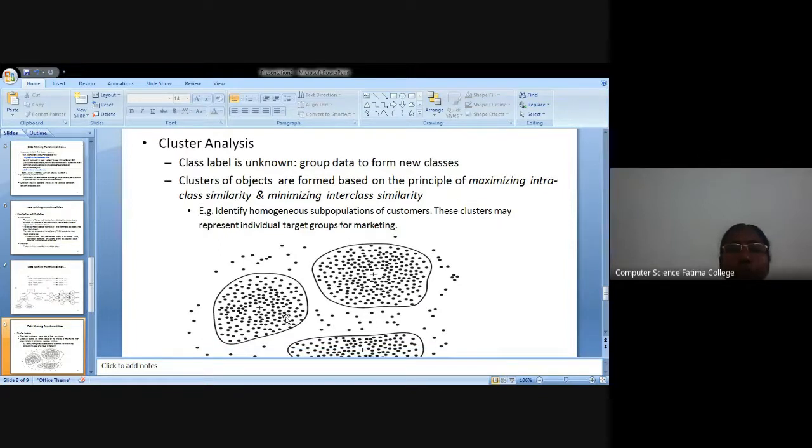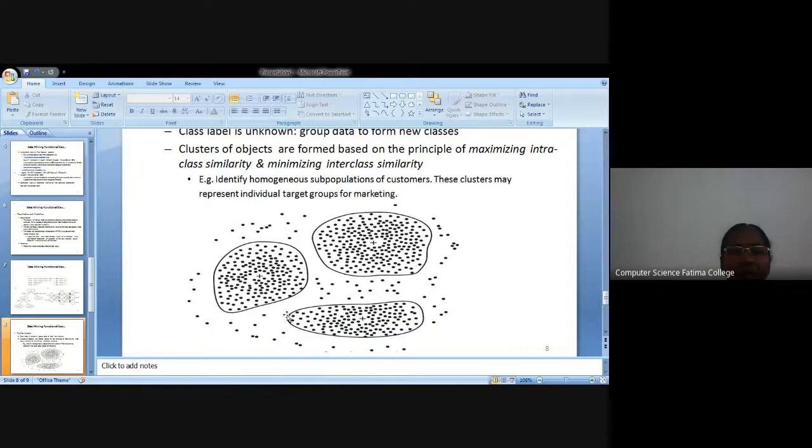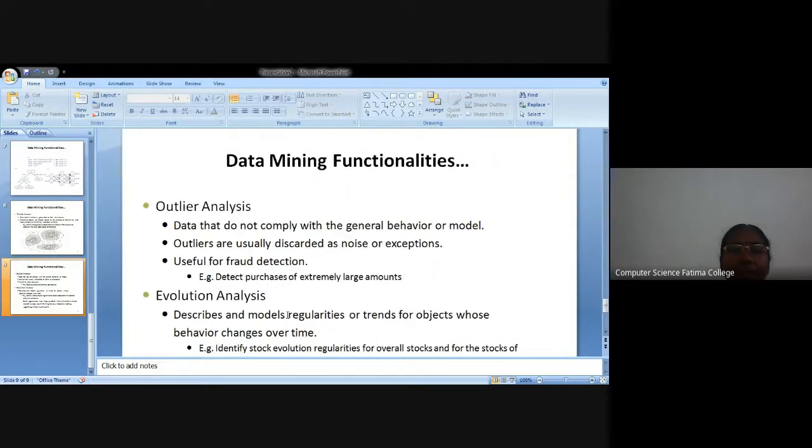It is simply grouping of data to form new classes, so all objects in those classes have similar features. The basic principles are maximizing the intra-class similarity and minimizing the inter-class similarity. So what is the basic idea? To find patterns in a large data set.